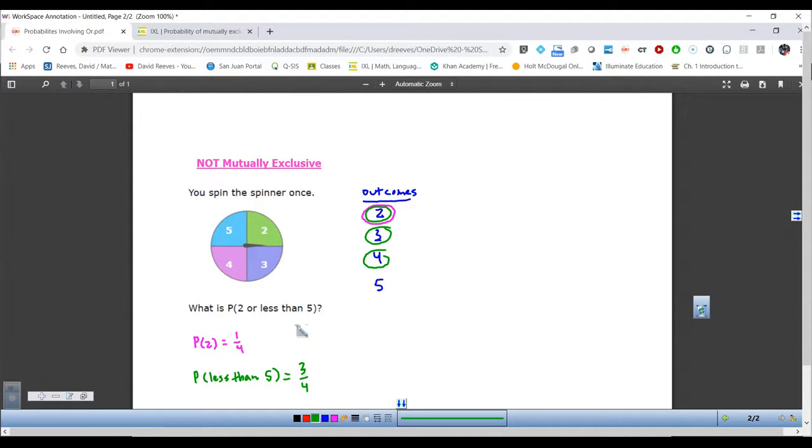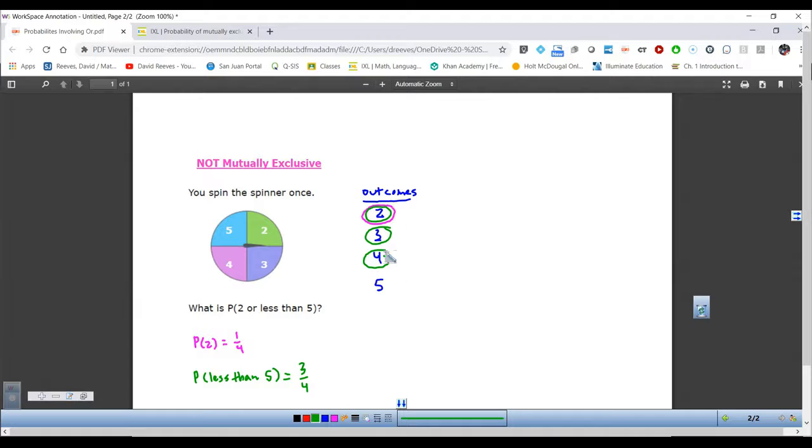So if we did what we did before and we added these together, 1/4 plus 3/4 would be 4/4, which would say our probability was 1, or we had 100% chance of getting a 2 or 5. But as you could see, 5 is not circled by either of them, is it? So if we're going to look at these probabilities, we can't just add them together, can we? We have to take away the one that overlaps.